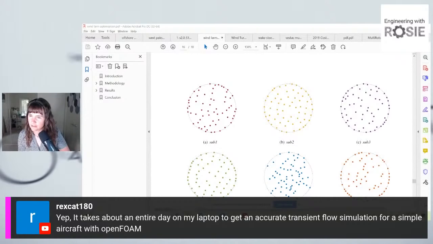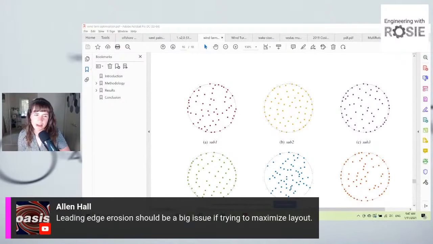All right. From Alan Hall, leading edge erosion should be a big issue if trying to maximize layout. I think that's definitely true. Leading edge erosion is one of the big issues in wind turbine technology these days. It's still not solved completely well. And I think that I've seen research that shows that the layout of the wind farm can have an effect, where certain turbines are getting a lot of erosion and certain ones aren't. I think we're in the early days of properly understanding that, and I expect that we'll see a lot more movement in that space over the next few years.